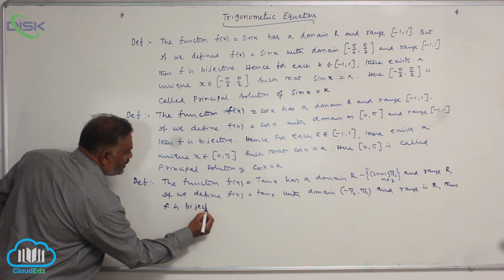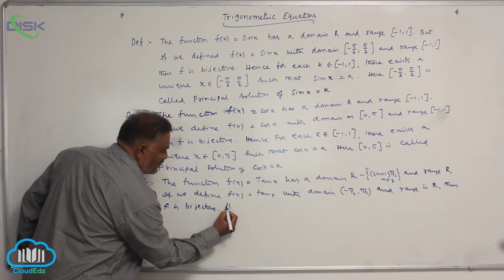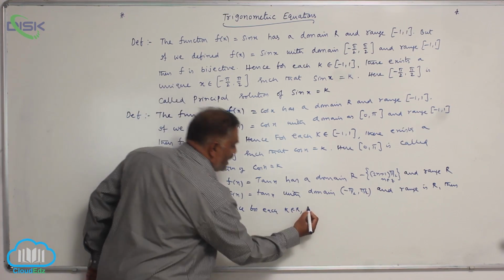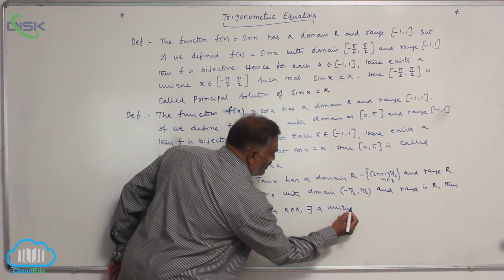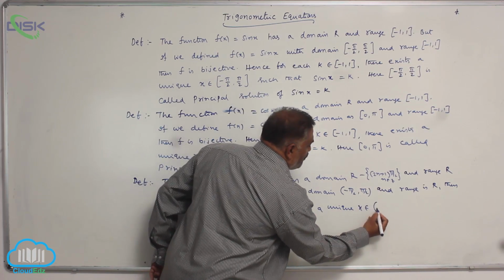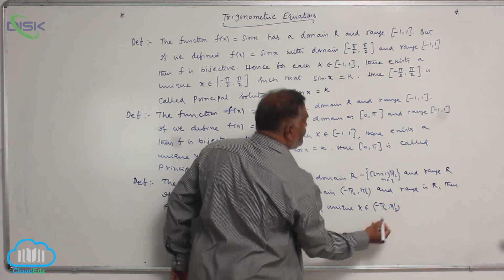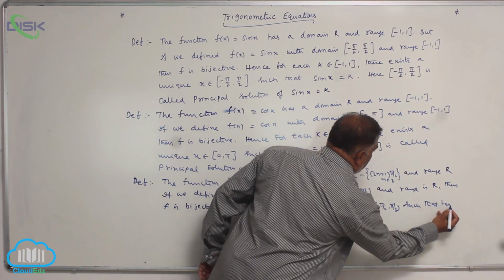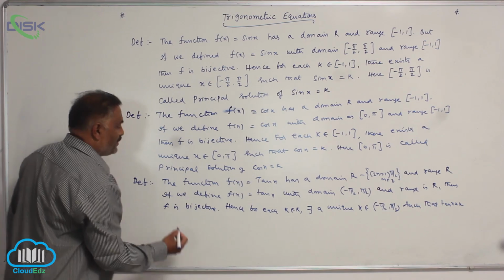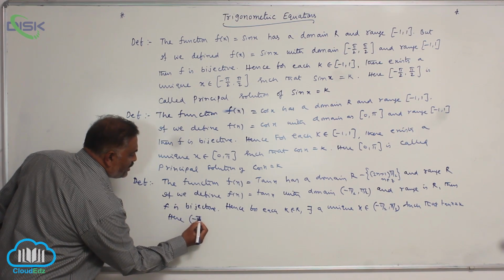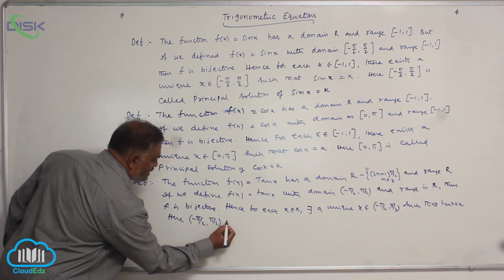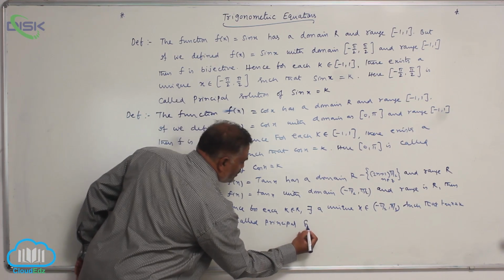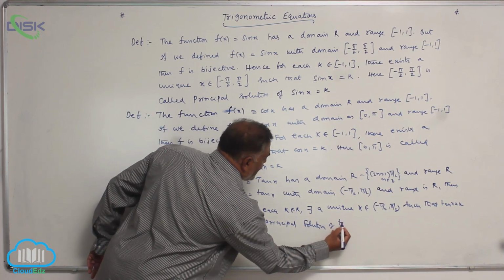then f is bijective. Hence, for each k belongs to R, there exists a unique x belonging to (-π/2, π/2) such that tan x is equal to k. Here (-π/2, π/2) is called the principal solution of tan x is equal to k.